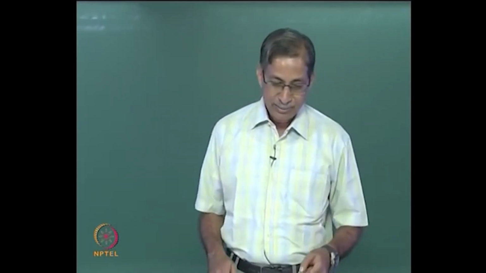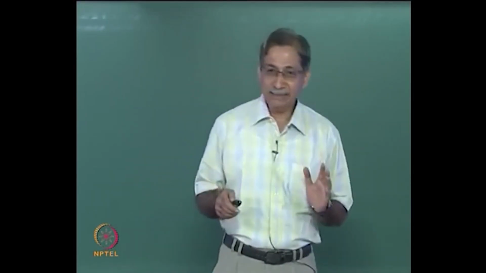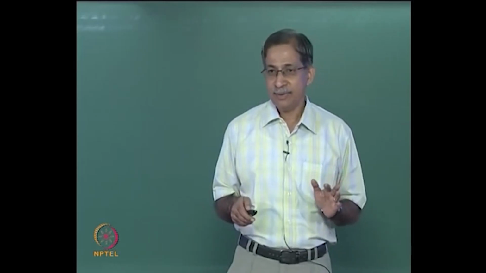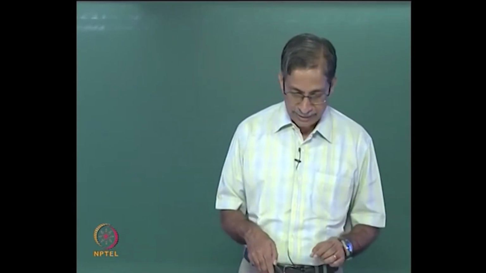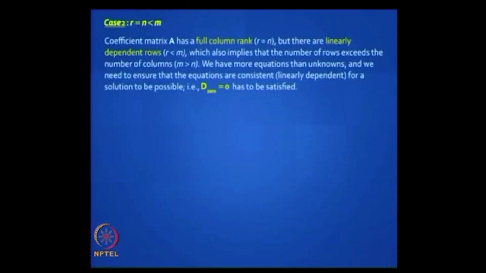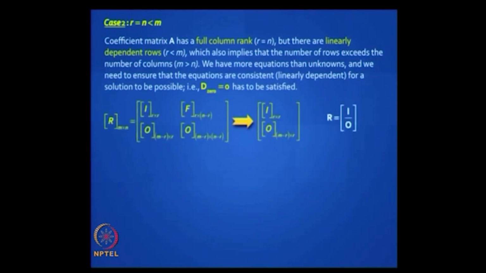Now the other case we have is when R is equal to n, n is the number of columns which is less than the number of rows. Okay, so coefficient matrix A has a full column rank, but there are linearly independent rows, which also implies that the number of rows exceeds the number of columns. When do you have such a situation? When you have more equations than unknowns, and then you need to satisfy consistency. Again, this comes in unstable structures, so we will just rush through this, you do not need it really.